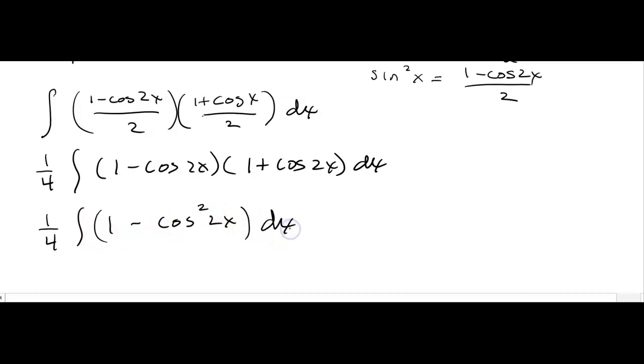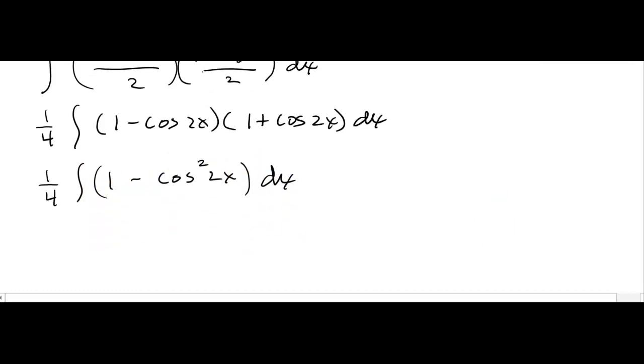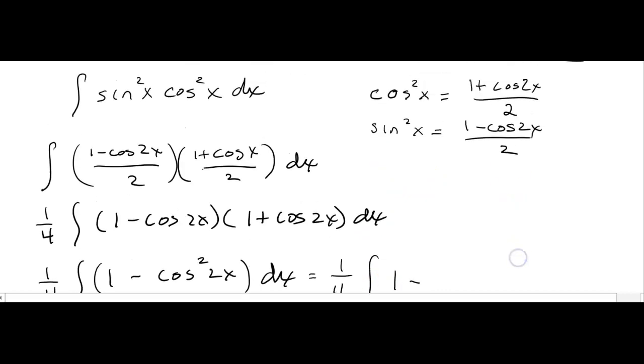dx, which you're thinking, but wait, I've got another cosine squared. Well, not exactly, because to integrate a cosine squared, we would need a sine squared to do our u sub. We don't have that, but go ahead. Sometimes you got to do things multiple times. Change cosine squared of 2x using this formula.